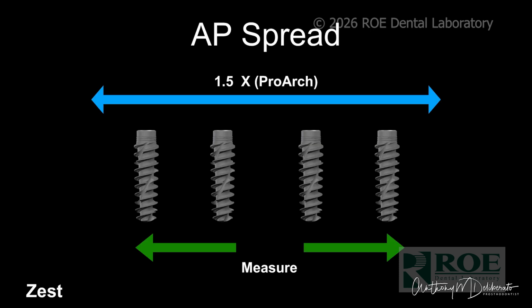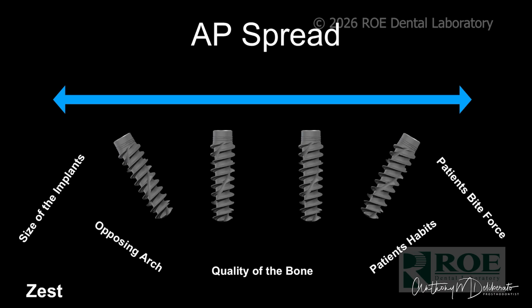So let's talk about AP spread. The way you determine AP spread is you measure the distance from the front implant to the back implant. And as I said, with the conventional screw retained, you're going to have a 1.5 AP spread, so you can have a little bit longer cantilever. And that's why we tilt implants. We ask our surgeons to tilt implants to increase that AP spread and allow us to have a little bit more of a cantilever.